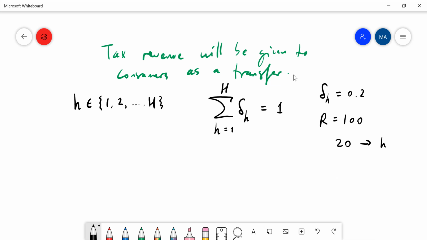So there is actually now a vector, right? Delta 1, delta 2, dot, dot, dot, delta H. The total of them is of course equal to 1. Why? Because the entire tax revenue will be distributed to the households. But this also can differ across people. Why? Well, perhaps some households are poorer, some consumers are disabled, some of them are unemployed. So the transfer scheme can differ across people. Okay?